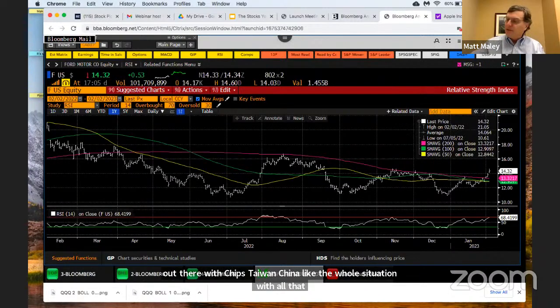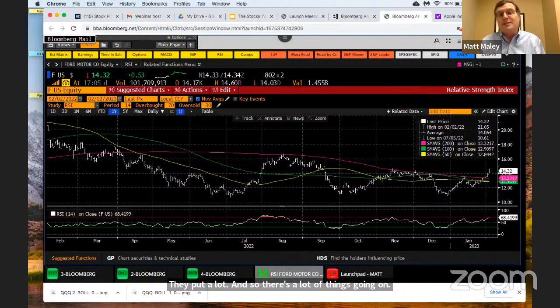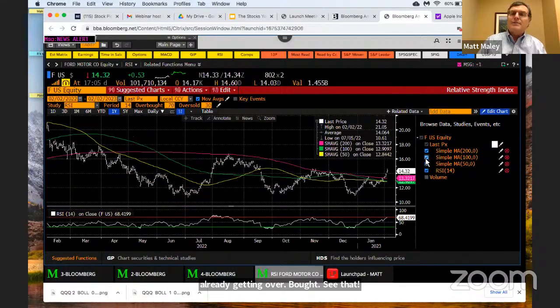Well, there are a lot of things going on. Now the stock is down 6%, 6.5% in post-market trading right now. It's trading at 13.40, and it closed at 14.30. So this is tough. And you look how the stock was already getting overbought. See that? Let me get rid of some of these lines again. That RSI chart was getting overbought.